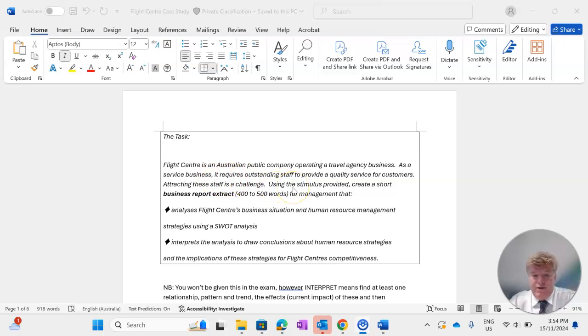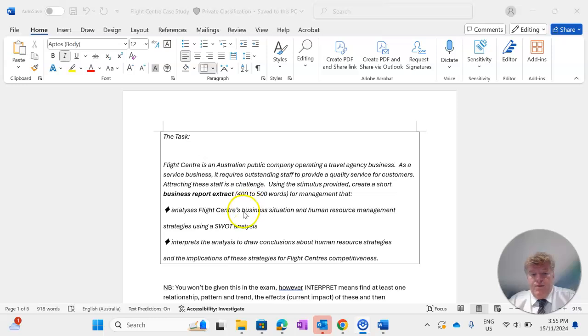Use the stimulus provided, create a short business report extract. So there's not a huge amount of guidelines exactly what a business report extract is, but you want to be using subheadings, you want to have some paragraphs in there, and it's quite okay to use dot points or tables where you need to.